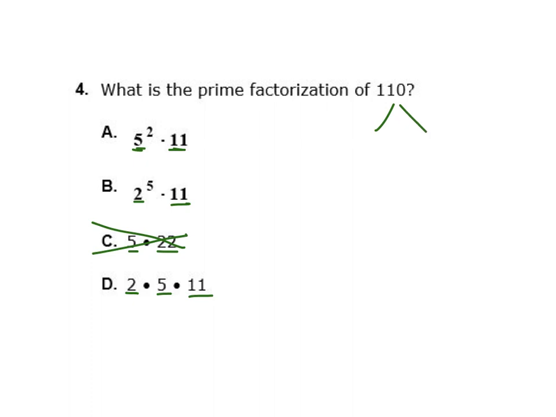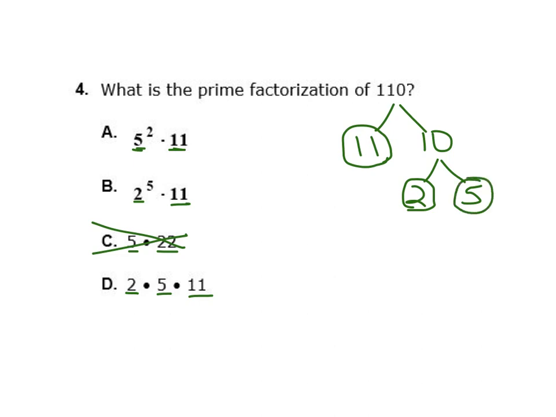So with our factor tree, we know that 11 times 10 is 110. So I know 11 is a prime number. So I know 10 is a composite number. So I'm going to go ahead and continue branching out. To get 10, I have 2 times 5. So I know 2 is a prime number, and 5 is a prime number.